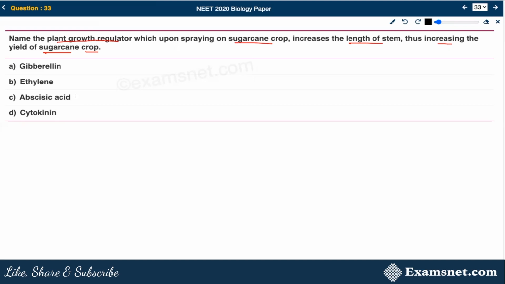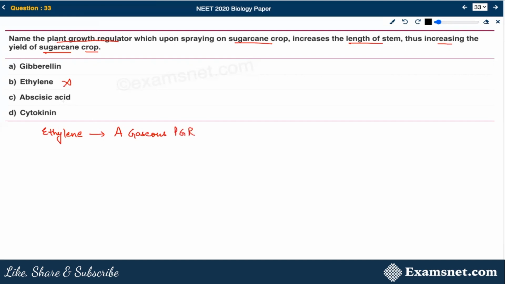Abscisic acid, cytokinin and gibberellin have other modes of action. But here ethylene won't be an option because this is a gaseous plant hormone actually. All right. So ethylene can't be an option because it is a gaseous PGR. So you can just write that ethylene cannot be an option because it is a gaseous PGR. All right. So PGR, plant growth regulator.